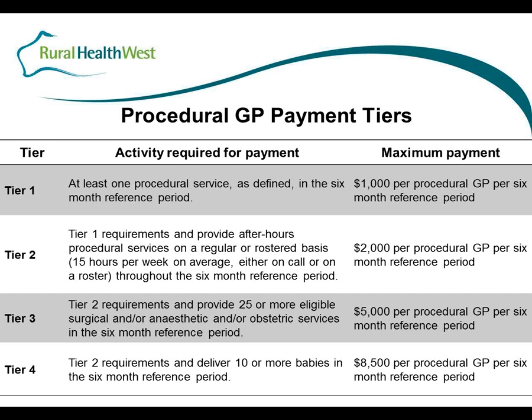Tier 3 requires the meeting of Tier 2 requirements and the provision of 25 or more eligible surgical and or anaesthetic and or obstetric services in the 6-month reference period, which entitles up to $5,000 per procedural GP per 6-month reference period. Tier 4 requires the completion of Tier 2 requirements and the delivery of 10 or more babies in the 6-month period, which entitles $8,500 per procedural GP per 6-month reference period.